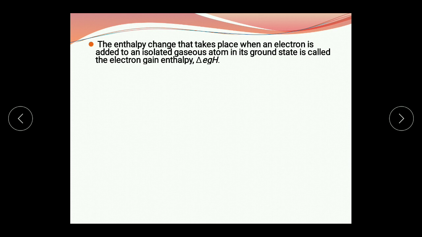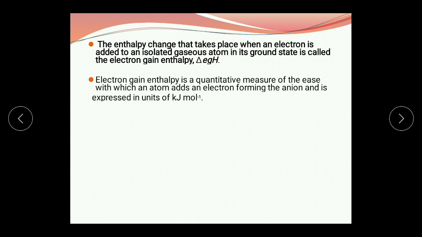So the enthalpy change that takes place when an electron is added to an isolated gaseous atom in its ground state, it is called as electron gain enthalpy. It is actually a quantitative measure of the ease with which an atom adds an electron, forming the anion. In short, we can say the energy change that takes place during the addition of an electron while converting a neutral atom into an ion. And it is quantitatively measured, and the unit for that is kilojoule per mole.